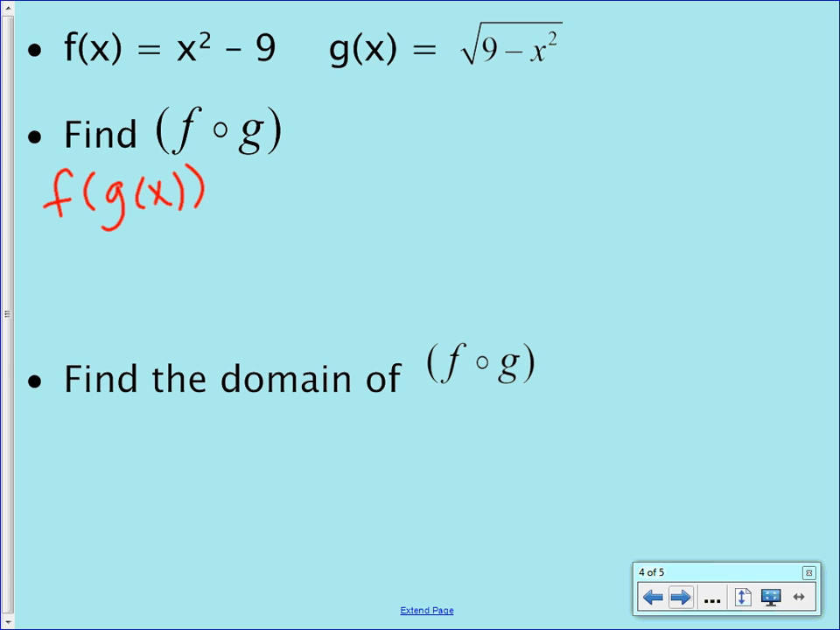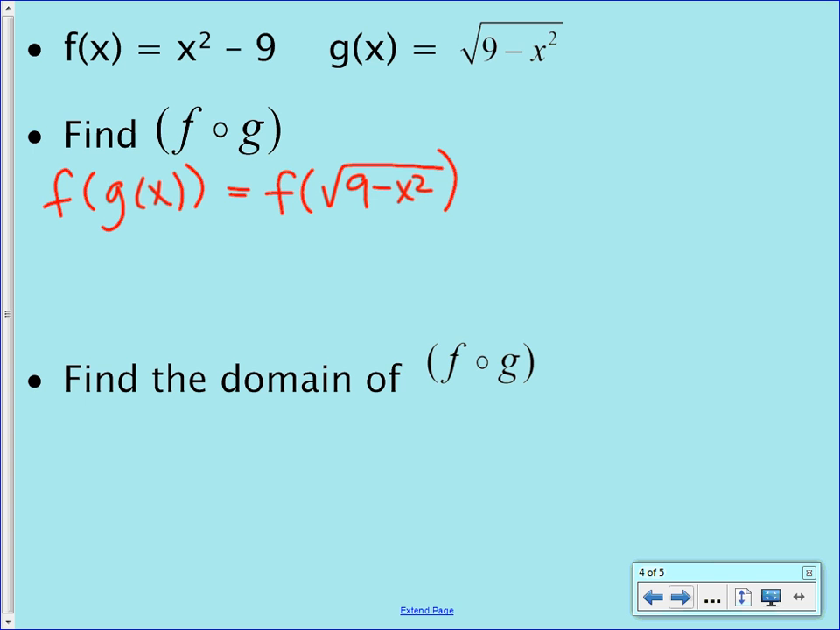Always start from the inside out. This may help you with one of your quiz corrections on your assignment. Okay. So we're going to start on the inside. Inside we have g of x, which is the square root of 9 minus x squared. Right? Okay. Then we're going to evaluate f at the square root of 9 minus x squared.